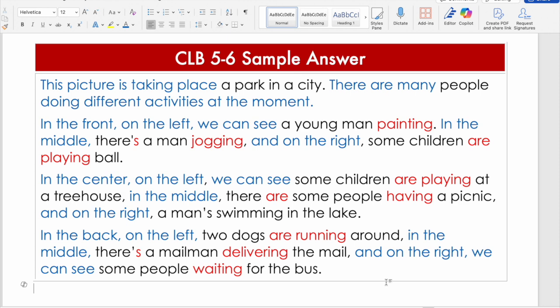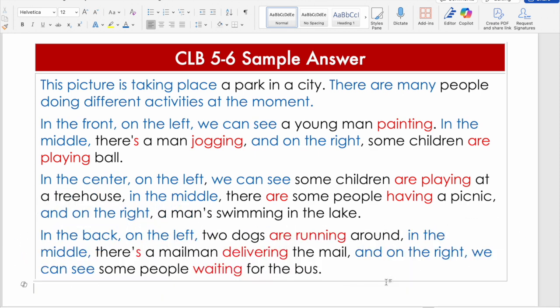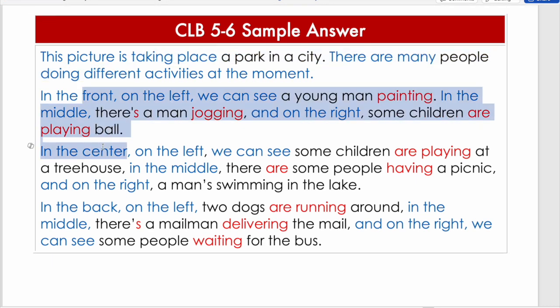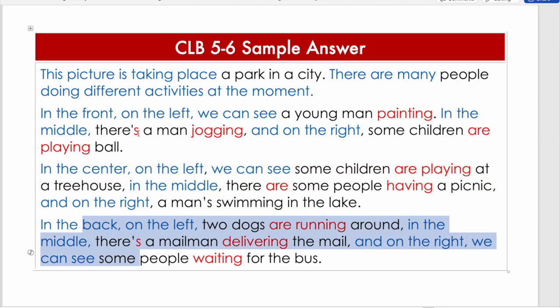Again, everyone, this example for sure is 6 or more. Why do I say more? I'll tell you in a second. Firstly, it's a 6 quality answer because we organized very well. Organized three very good ideas in the front, in the center, in the back.